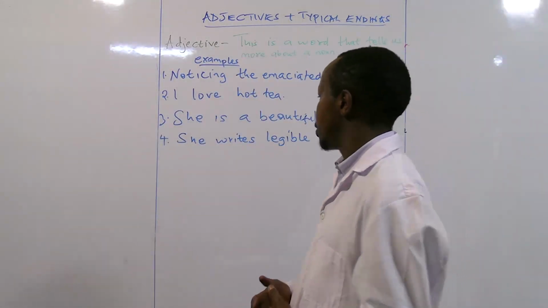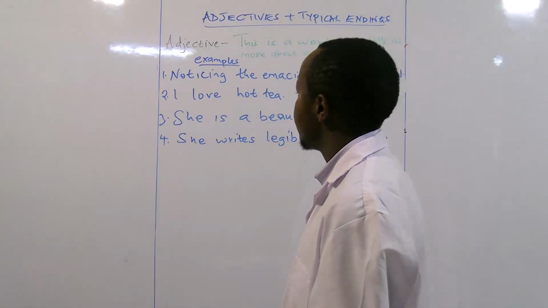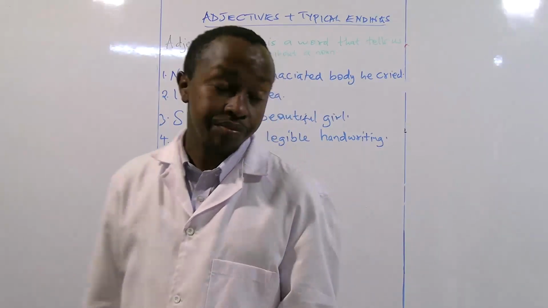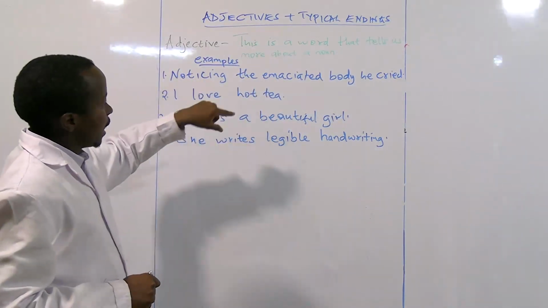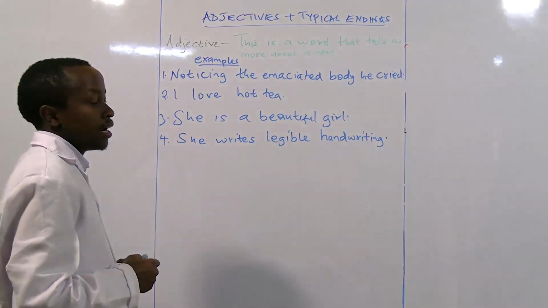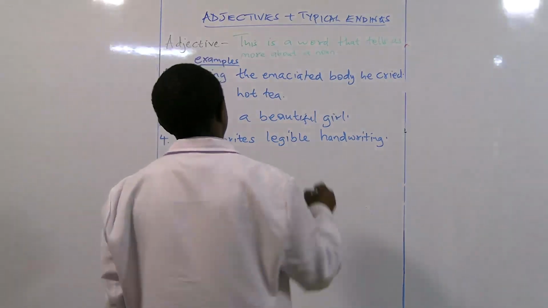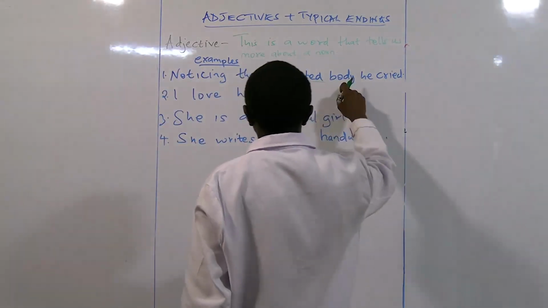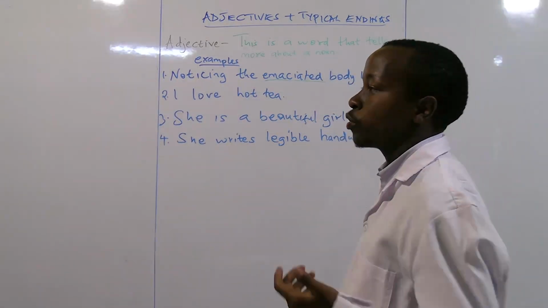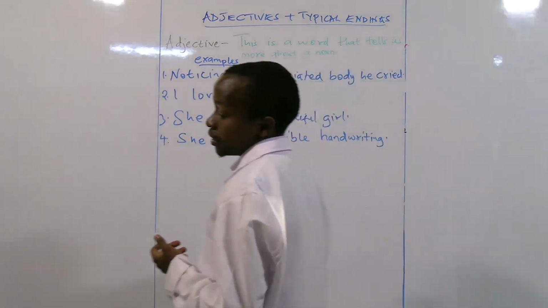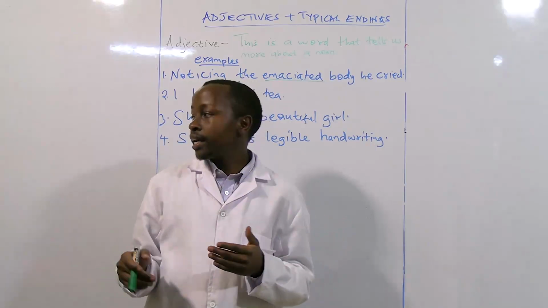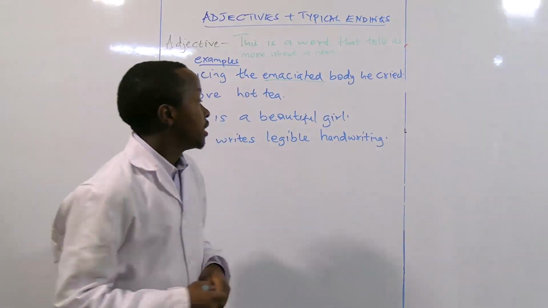After writing this, you can see that there are some words that tell us more about the noun. Look at this. Noticing the emaciated body, not any other body. Emaciated, a very devastated state of the body. It explains more about the noun. At times, adjectives occupy the area before the noun, and at times the area after the noun.